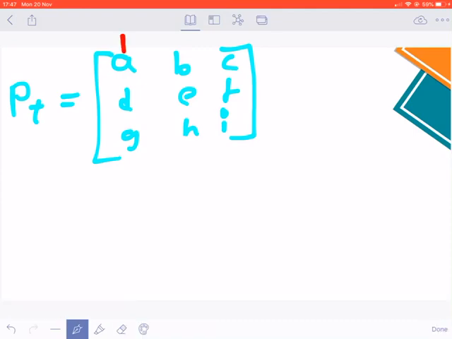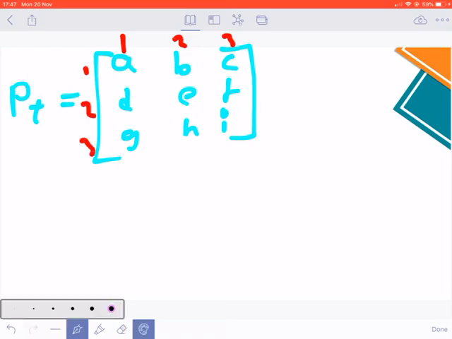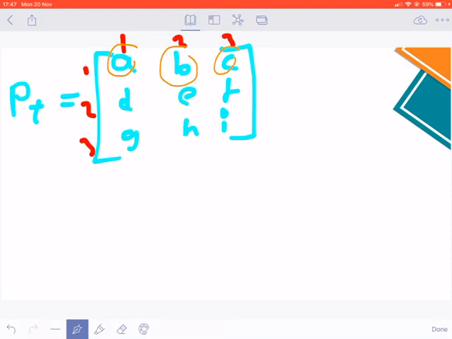So you have state 1, state 2, state 3. So A means that you are in state 1 and you remain in state 1. And B means that you are in state 1 and you move to state 2. And C means that you are in state 1 and then you move to state 3. And D means that you are in state 2 and you move to state 1. And E means that you are in state 2 and you remain in state 2. And F means that you are in state 2 and then you move to state 3.